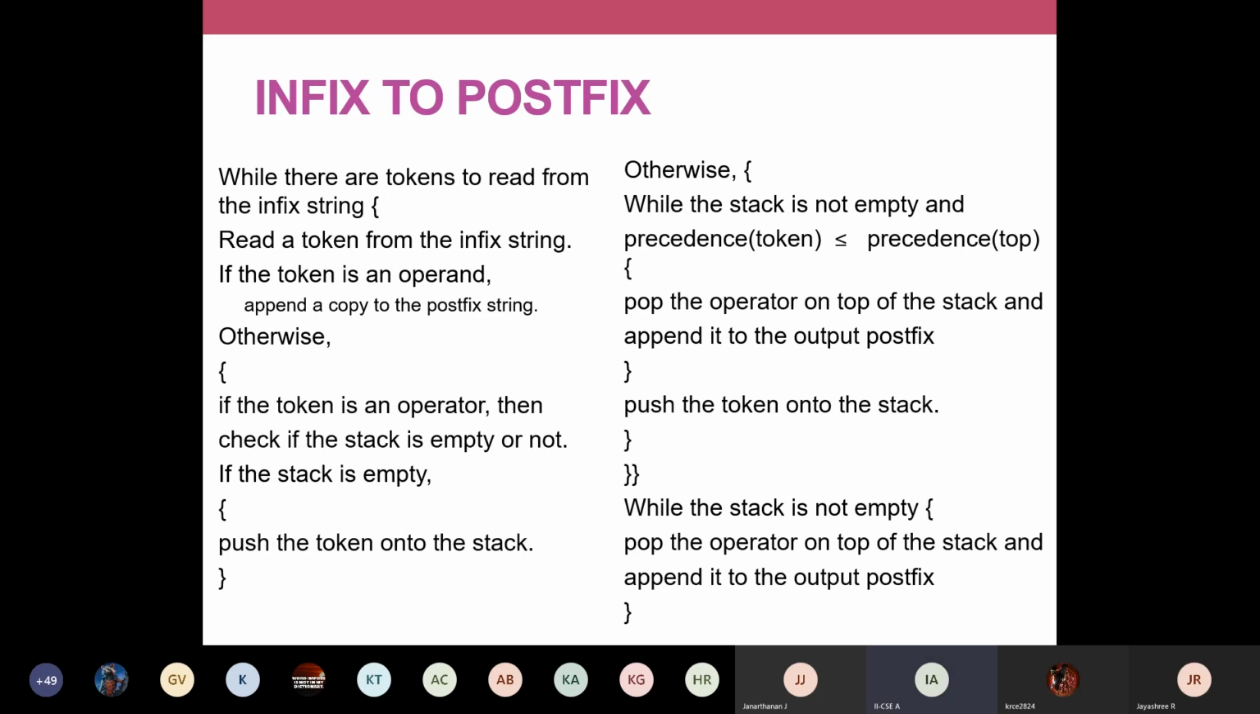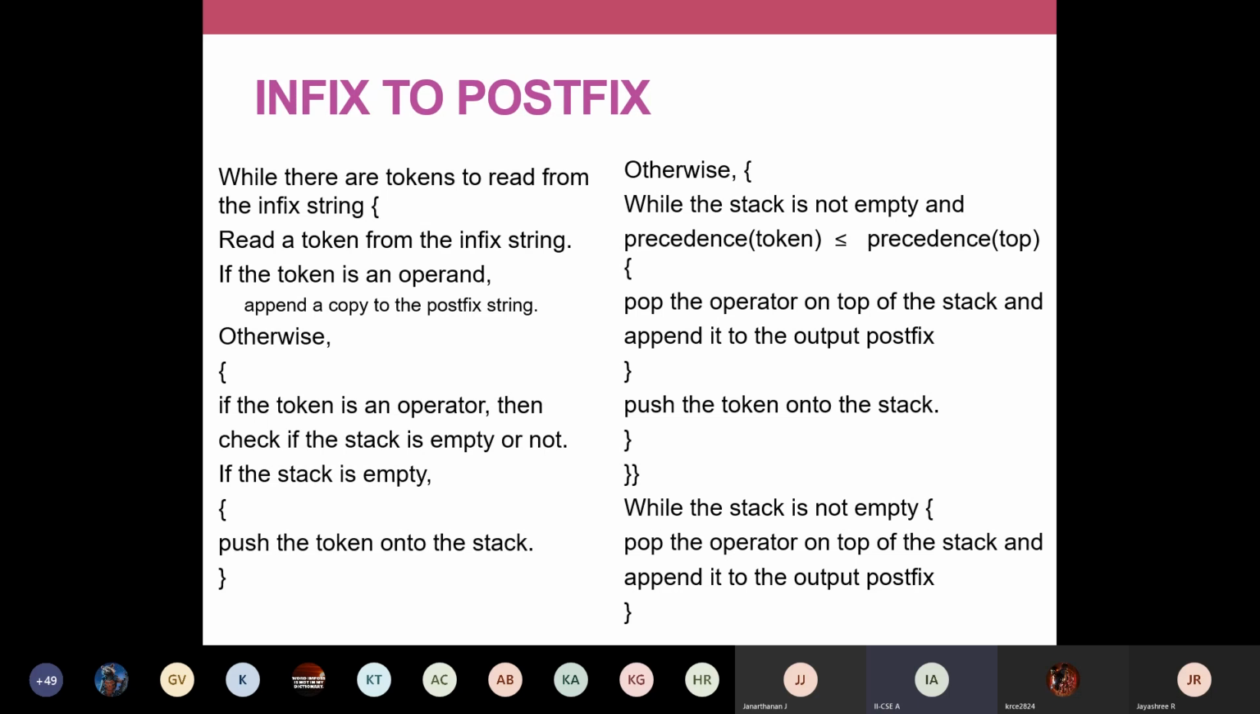Same thing I have given here, once again, to denote this order. Note down this while loop: while the stack is not empty and the precedence of a token... token is your input token. So while the input token's precedence is lesser than the precedence of the content at your stack top. When I'm talking about top, it denotes the stack contents. When we are talking about a token, it denotes your input string or input expression.